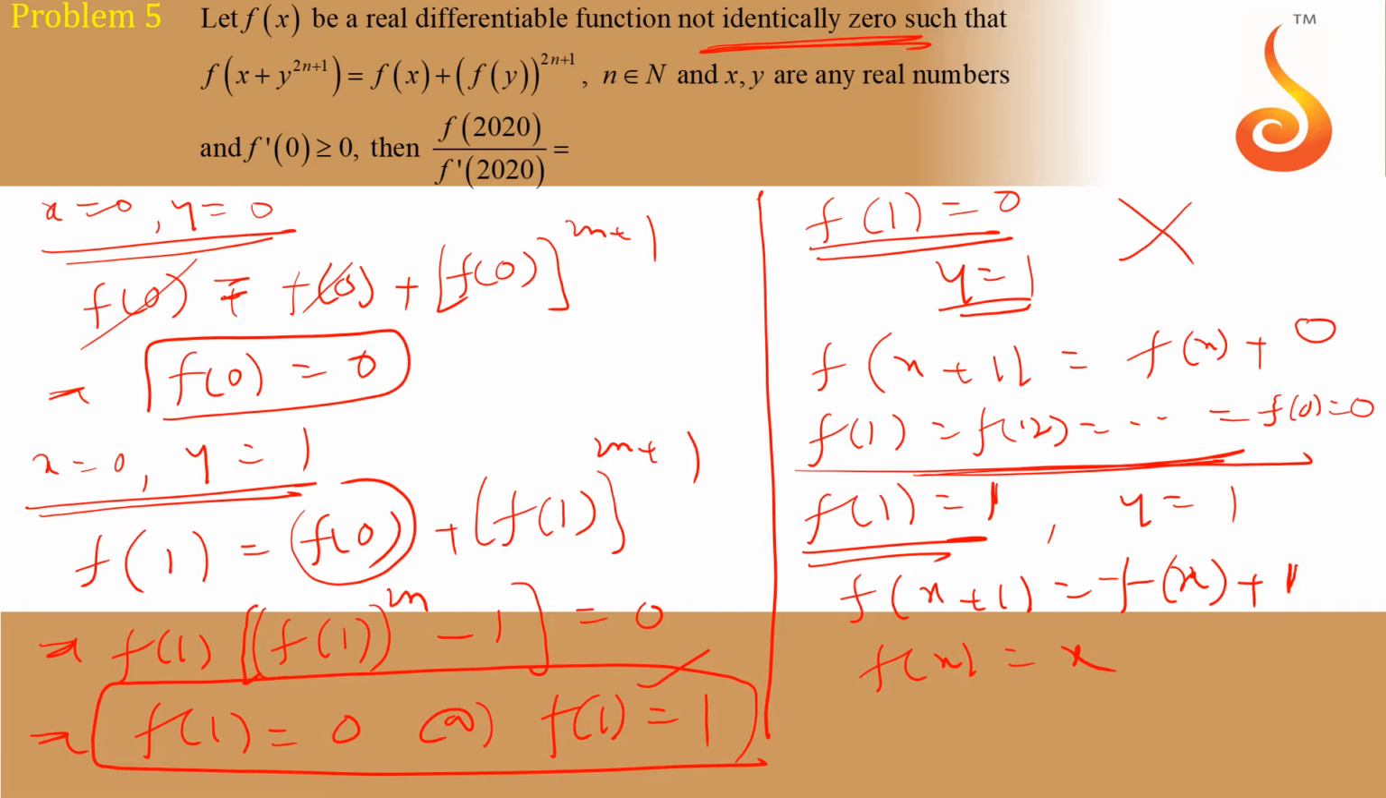Then what will be f dash x for this? It is 1. So for your question, f of 2020 will be 2020, and f dash x is always 1 for whatever value it is. So the answer is 2020.